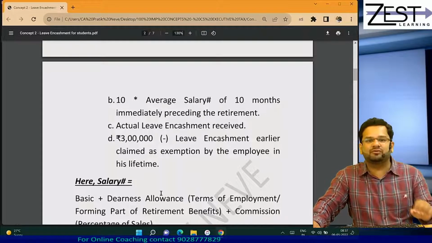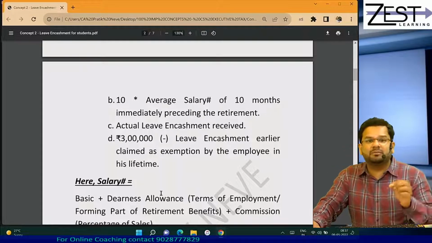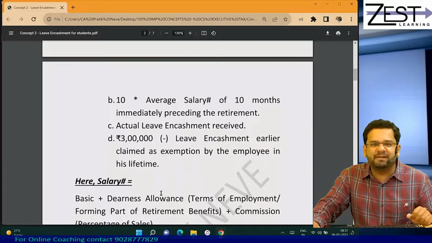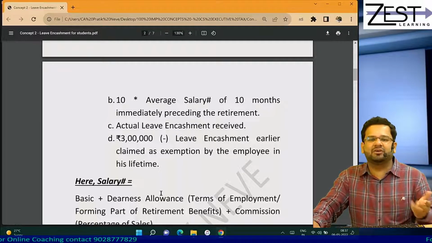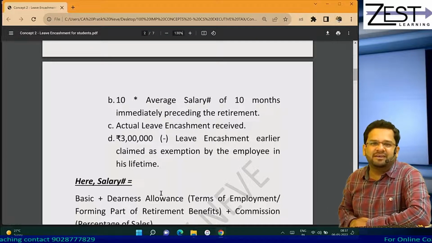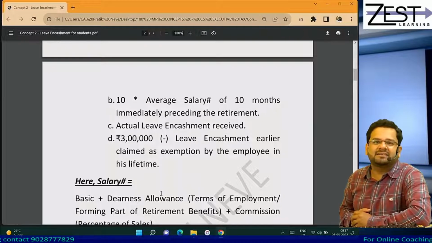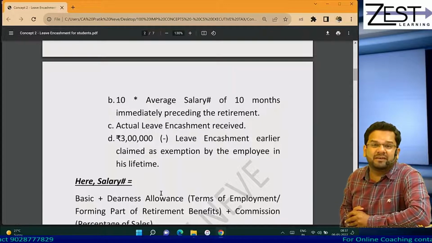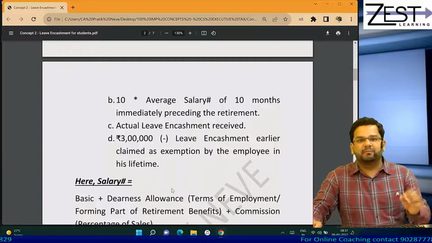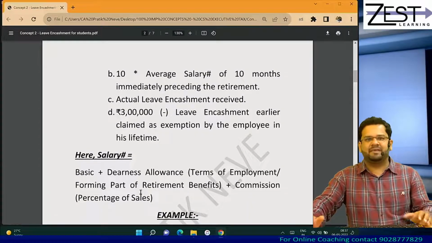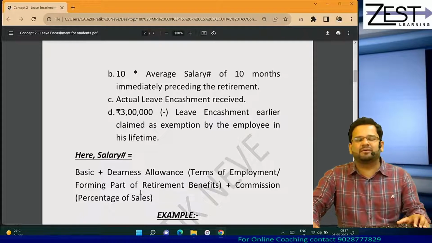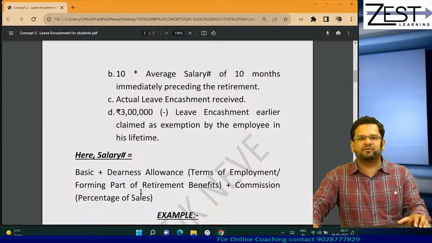So you have to calculate these 4 figures, friends. Now remember, of these 4 figures, the second, third and fourth are very simple. Second is nothing but the average salary of the last 10 months into 10. Third is the actual leave encashment, which will be given in the question, and lastly it's rupees 3 lakhs, that is the amount specified. So we have to work specifically on the first point. But before that, the definition of salary. Salary here is the same as for HRA, that is basic plus DA, terms of employment, plus commission, percentage of sales.